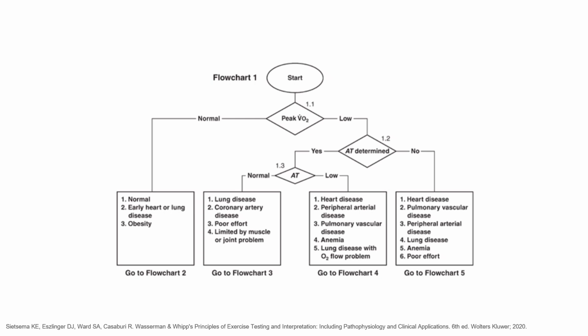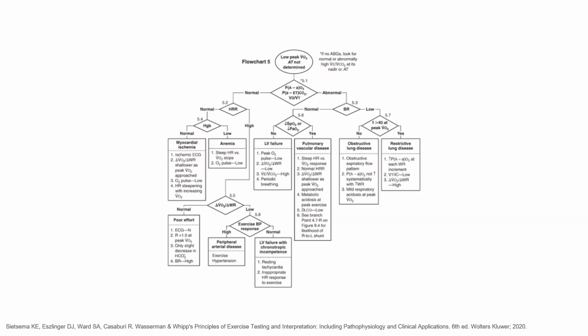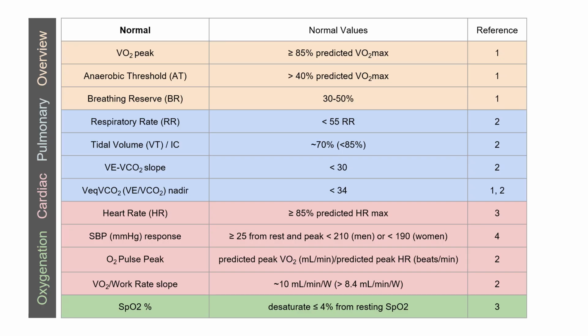Algorithms for CPET interpretation exist and can be very helpful. This is one of Wasserman's flowcharts, of which he had several. These flowcharts can become complicated and they should not override the patient's clinical context. This is a collection of normal values that our lab uses, keeping in mind that labs around the world will all have slightly different reference ranges, but the principles remain the same.